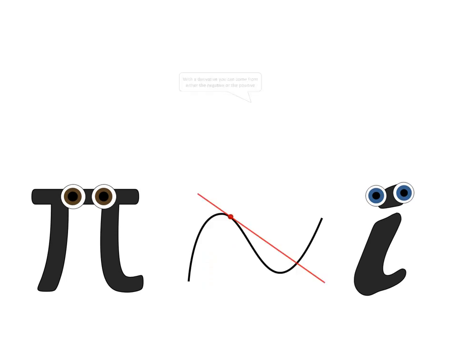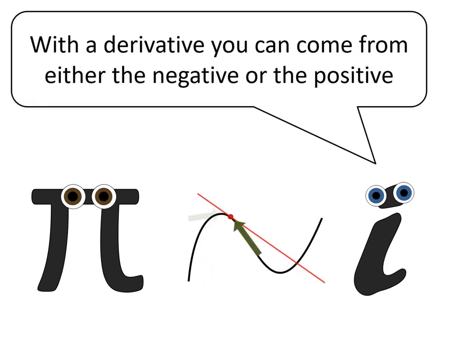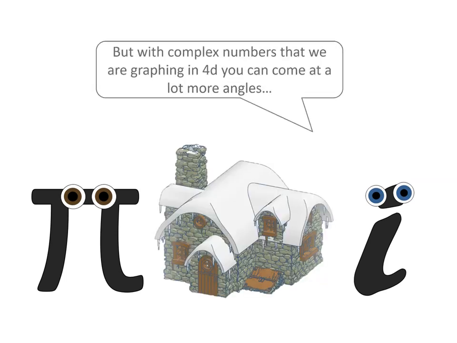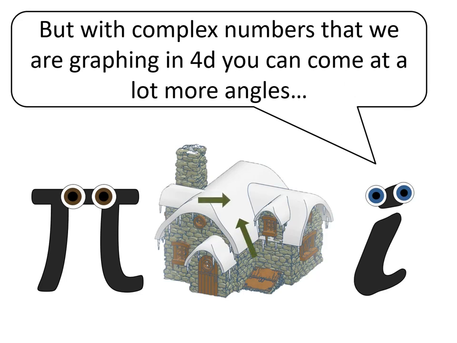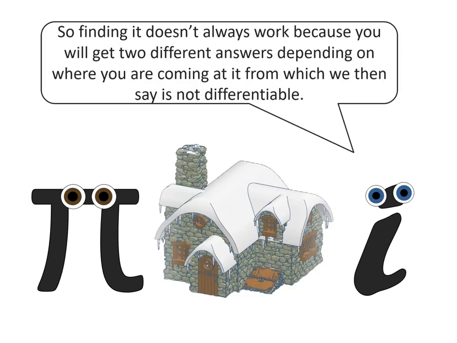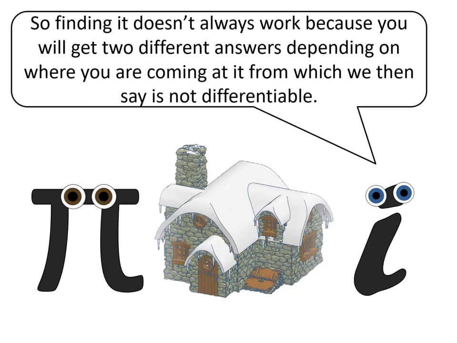Anyway, as I was saying, with a derivative, you can come from either the negative or the positive, but with complex numbers that we are graphing in 4D, you can come at a lot more angles. So finding it doesn't always work because you'll get 2 different answers depending on where you are coming at it from, which then will say it's not differentiable.